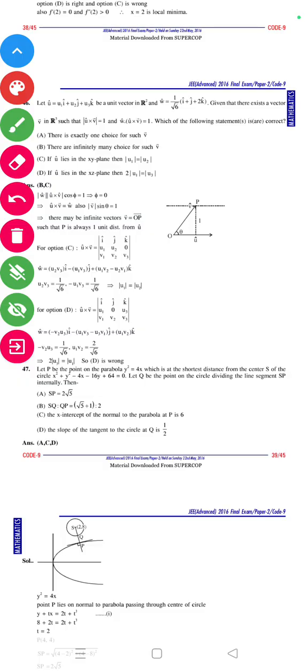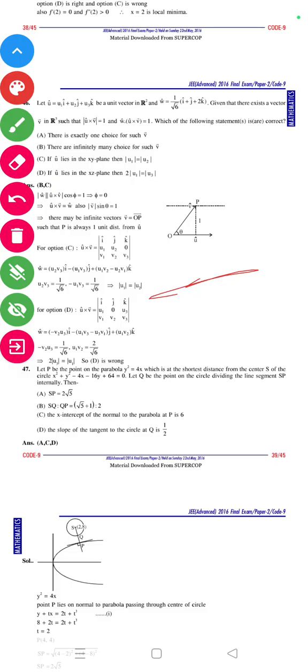u × b is equal to w and |b| sin θ equals 1. There may be infinitely many vectors b, such that P is always one unit distance from u. For option C, u × b is the determinant of i cap, j cap, k cap; u1, u2, 0; v1, v2, v3. W is equal to u2 v3 i cap minus u1 v3 j cap plus (u1 v2 minus u2 v1) k cap. So u2 v3 equals 1/√6, minus u1 v3 equals 1/√6. So |u1| is equal to |u2|.